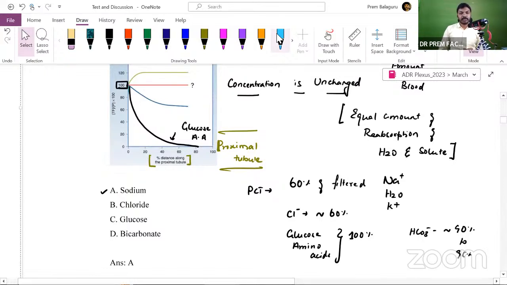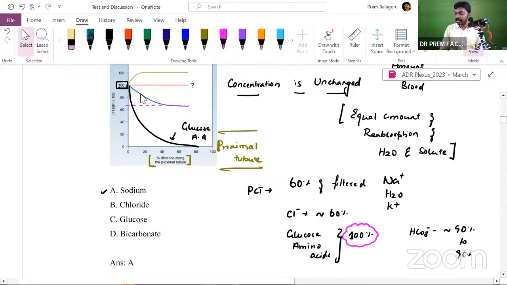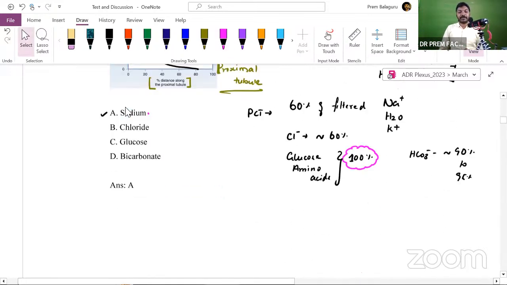All right, doctors? Fine. Now, the point is, you can clearly see here, if you look at the blue line, it gives you a value of about 70%, not 0%. A normal proximal tubule will reabsorb 100% of glucose and amino acids. Please remember, it is not 70%, it is 100% of glucose and amino acids. So the best answer for this question is going to be sodium, right? Fine.